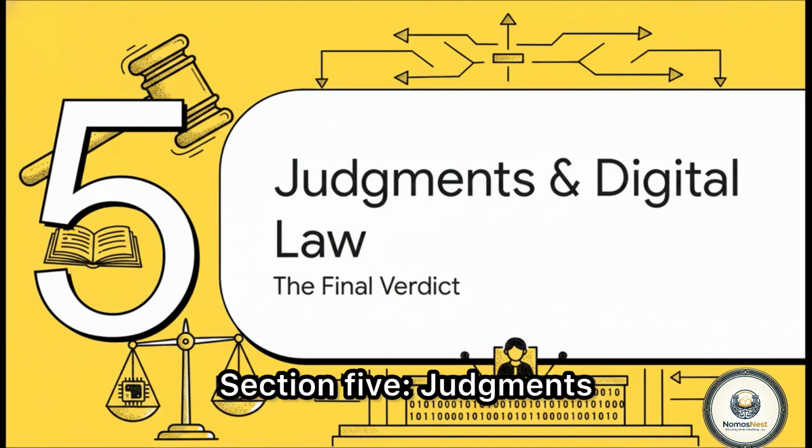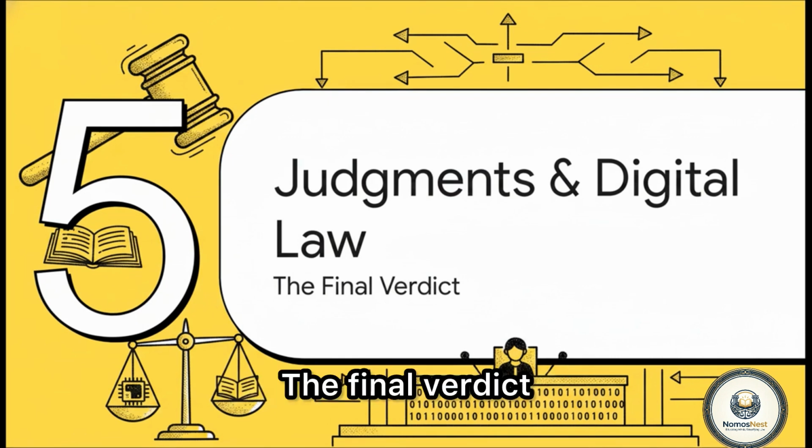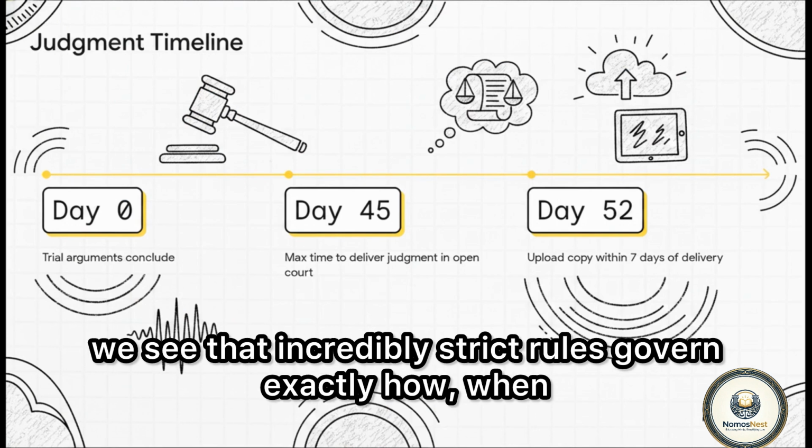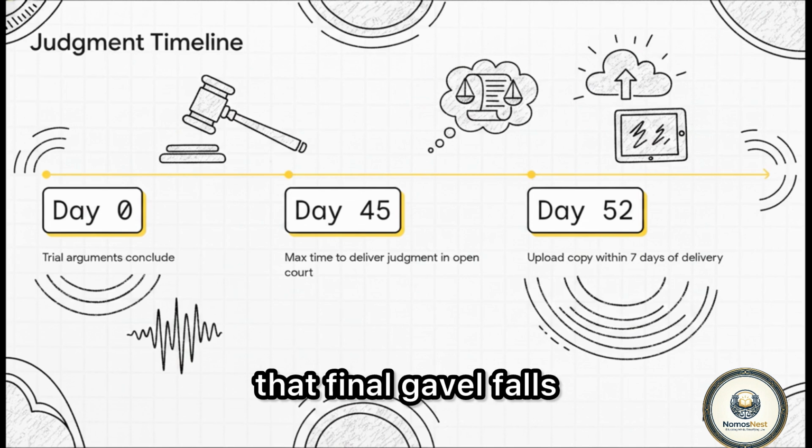All right, our final section. Section 5, Judgments and Digital Justice. The final verdict. As we finally reach the conclusion of our trial timeline, we see that incredibly strict rules govern exactly how, when, and in what format that final gavel falls.